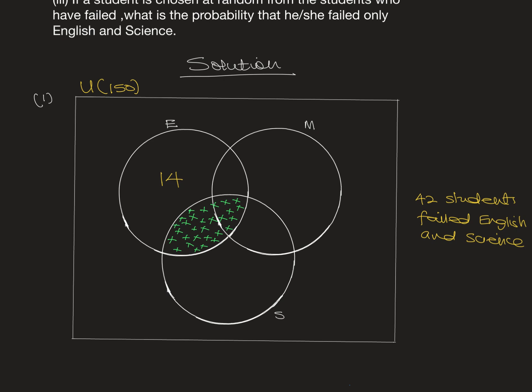Okay, to repeat myself, if I say 42 students failed English and science, that is the entire region here. It includes those students who have failed English and science only, and it also includes those students who have failed all the three subjects. Because remember that students who have failed all the three subjects have also failed the two subjects, English and science. So we need to make that differentiation very well. Okay, so let's just keep the 42 here. We will remind ourselves about it later.